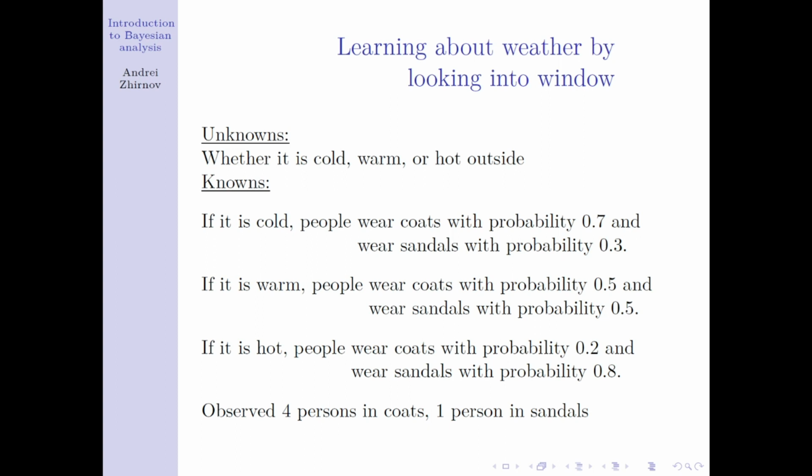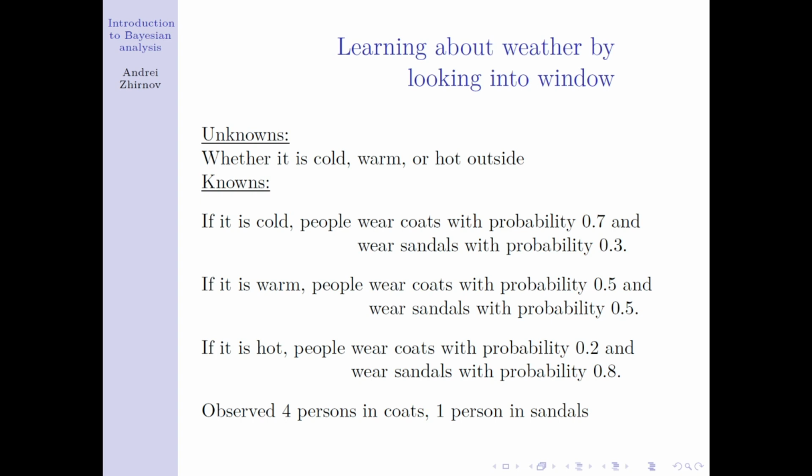So suppose we are sitting at home and we want to know whether it's cold, warm, or hot outside. One of the ways of doing this is by looking through the window and observing how the people outside are dressed. For the sake of simplicity, let's assume that there are only three types of weather: cold, warm, and hot. Let's also assume that there are only two types of outfit that people can wear. They can either wear coats or they can wear sandals. They cannot wear coats with sandals or wear neither coats nor sandals.